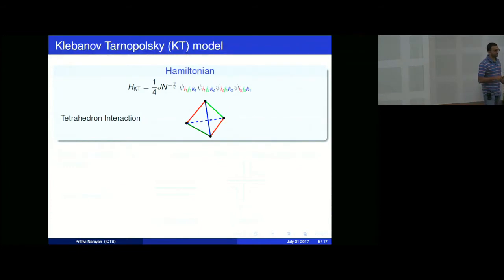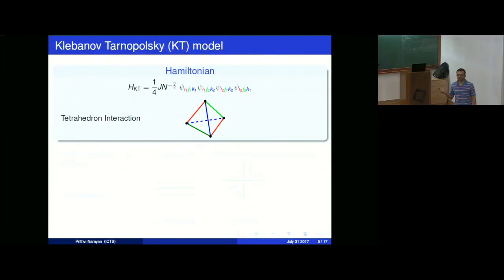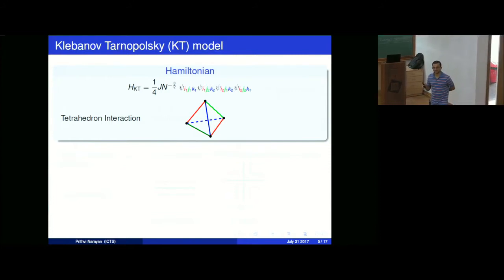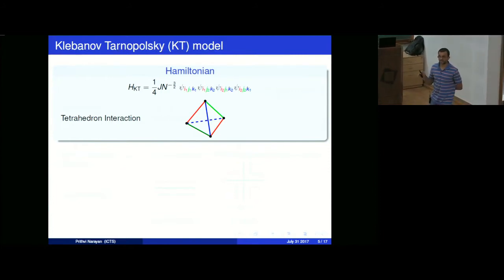So that's why I call this talk SYK-like tensor models. There are tensor models of various flavors. So if you choose some other interaction, it won't look like the SYK model. So I am concentrating on those theories which look like SYK, which have large n SYK-like physics.